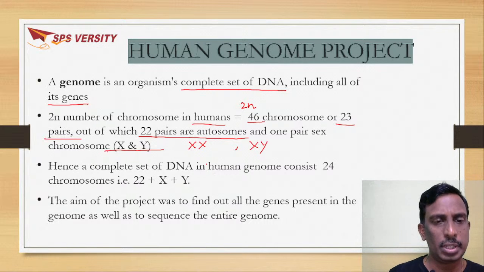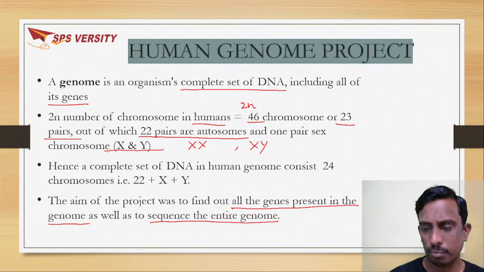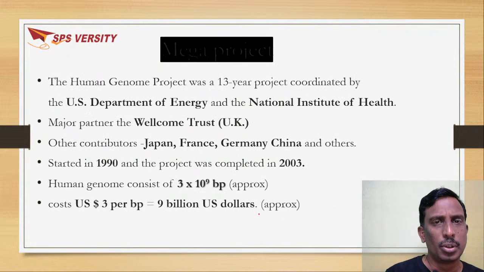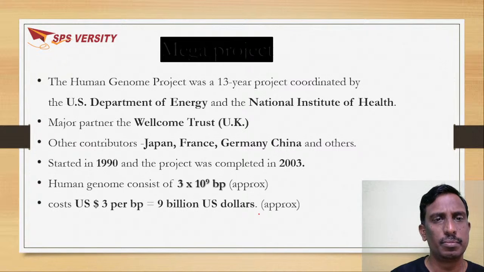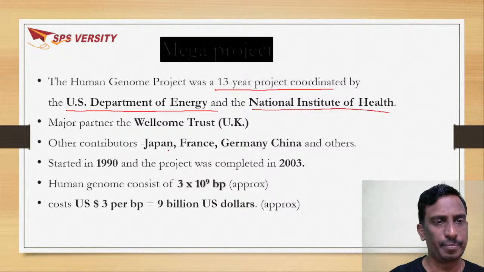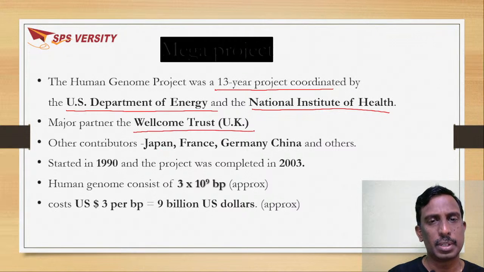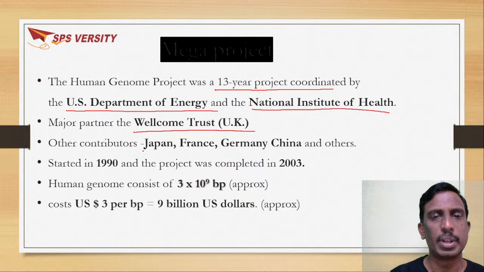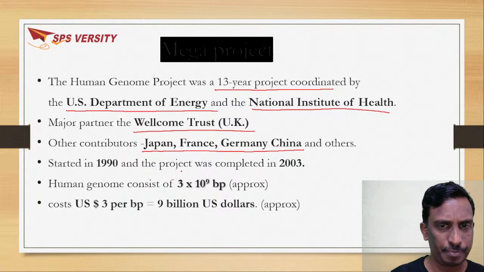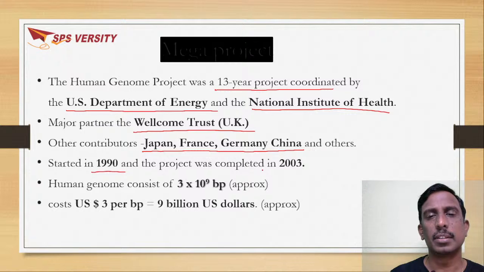In this Human Genome Project, the main aim is to find out all the genes present in the genome, their sequence, and the sequence of the entire genome. This is a big project, roughly a 13-year project, initiated by the U.S. Department of Energy and National Institute of Health. Later, the next partner was Wellcome Trust of UK. Later on, many other countries joined: Japan, France, India, Germany, China also. It started in 1990 and was completed in 2003.